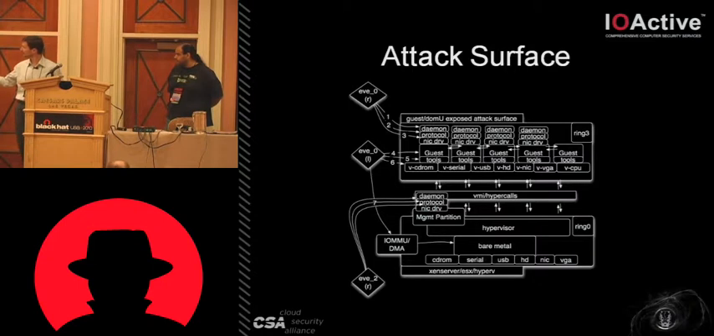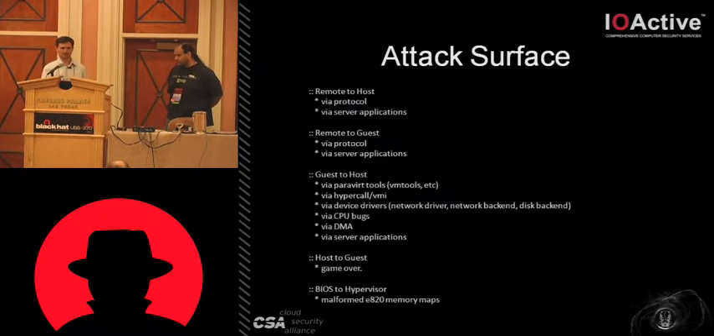So ring 3 is where your guest operating system sits. Ring 0, your privileged state, is where your hypervisor sits, and unfortunately, to a lesser extent, some of your management system. So you've got the remote to host. Everybody understands that. It's somebody on the internet attacking the actual guest system itself.